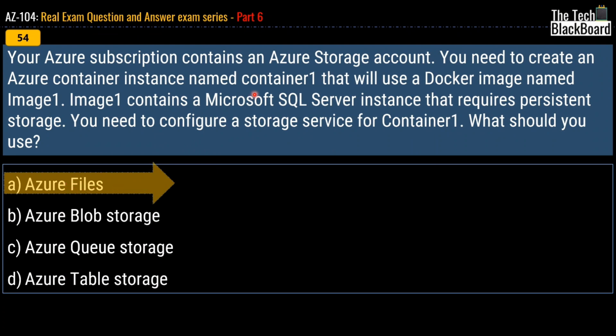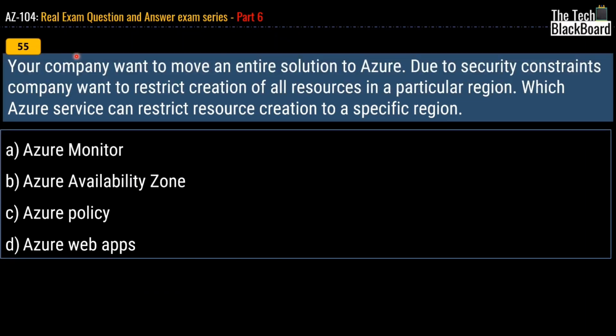Now let's quickly jump to the question number 55, which is our last question for this part 6 of our AZ-104 real exam question and answer exam series. And the question says that your company wants to move an entire solution to Azure. Due to the security constraints, the company wants to restrict creation of all resources in a particular region. Which Azure service can restrict resource creation to a specific region? And your options are Azure Monitor, Azure Availability Zone, Azure Policy, or Azure Web Apps.